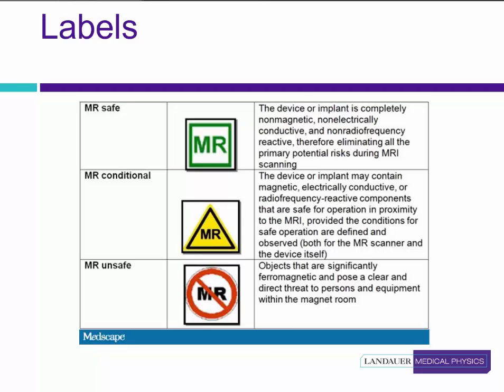With all labels, Level 2 personnel, generally MRI technologists, are the only ones who should label devices as MRI safe, since they've performed extensive research on the device to ensure that it's at no possible risk, or it's been purchased to assure MRI compatibility. The next category is MRI conditional. This is likely to be the largest category in the MRI environment.